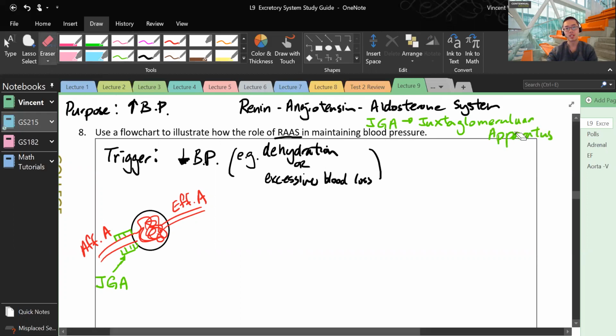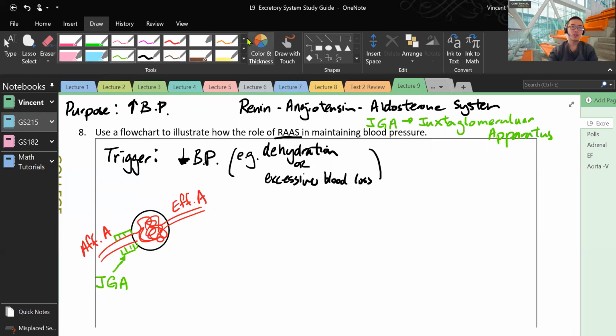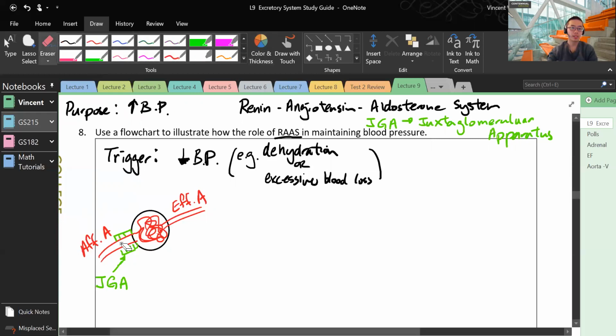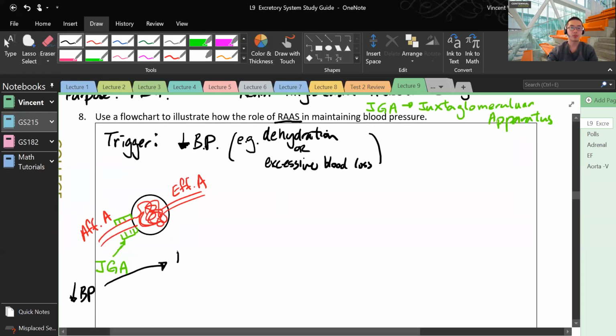Okay, so it's a group of cells that's next to the glomerulus. That's what it is. So the JGA will monitor the blood pressure as the blood goes through the afferent arteriole. In response to a drop in blood pressure, so low BP, the JGA will release an enzyme. The name of the enzyme is renin. It is an enzyme. It's not a hormone.